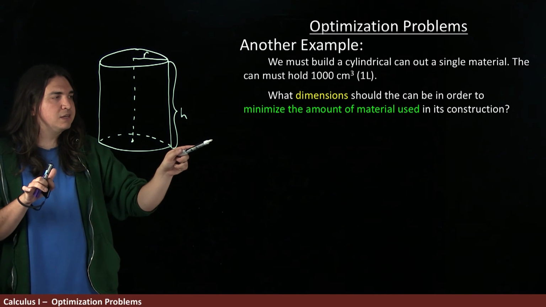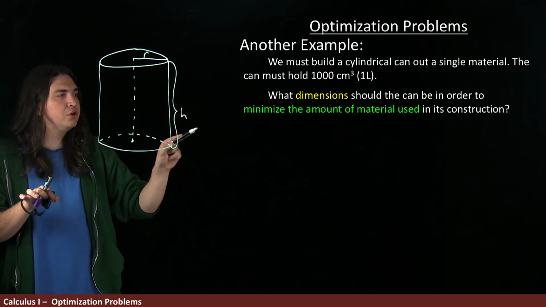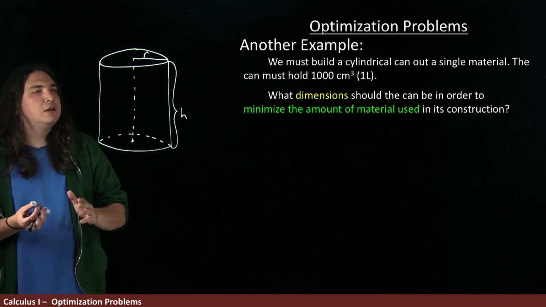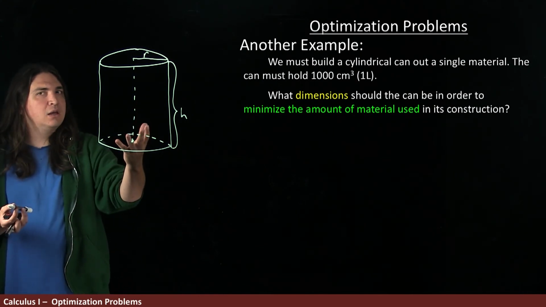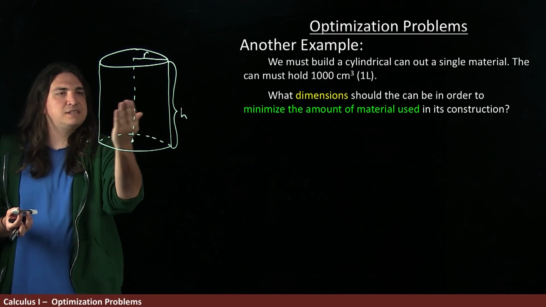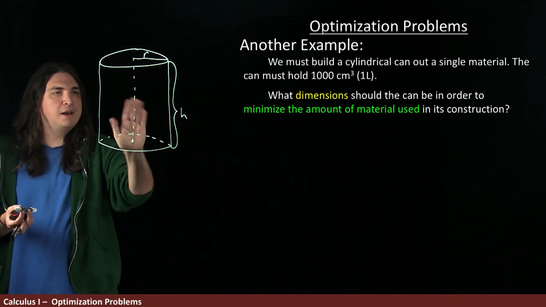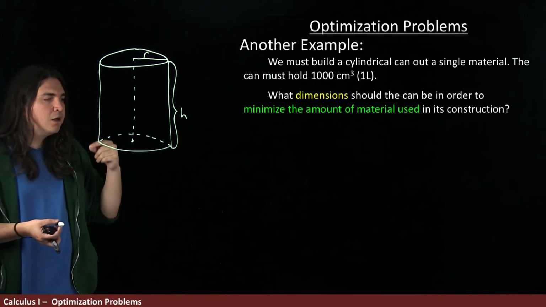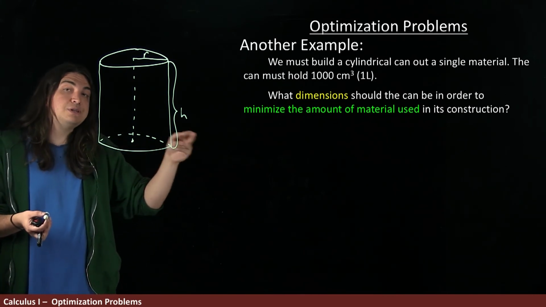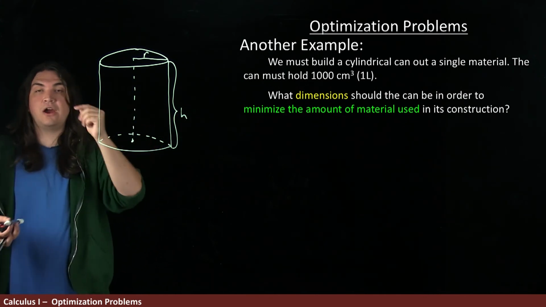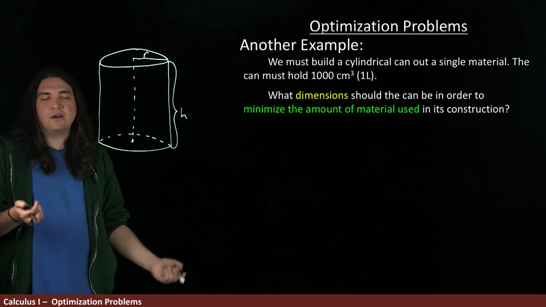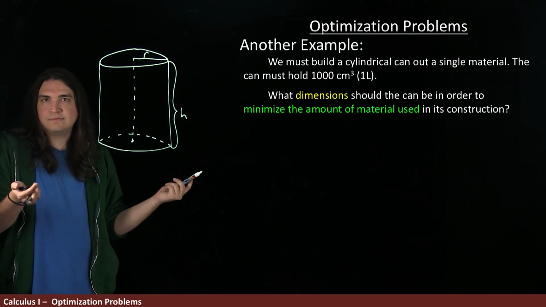So let's think about this. I need to create an equation for the amount of material used. Well, this is a hollow can, meaning the material is used to create the exterior of this cylinder, top, bottom, outside part. So that means what I'm actually looking for is I want to minimize the surface area of the cylinder. And of course, we've all memorized the surface area of a cylinder, right?